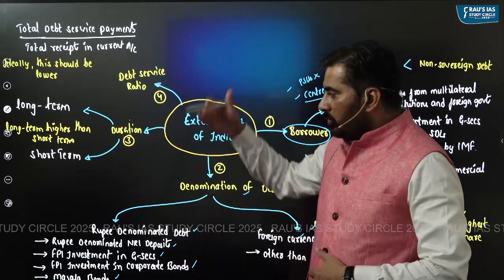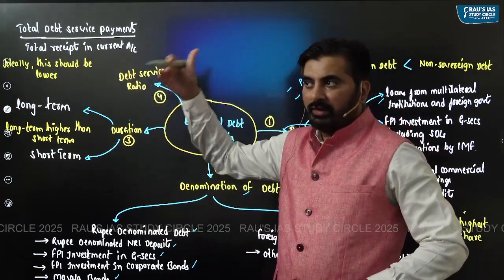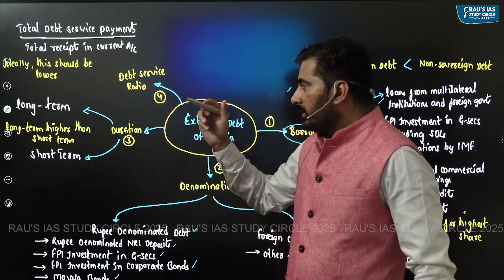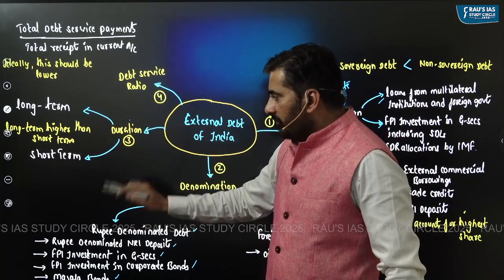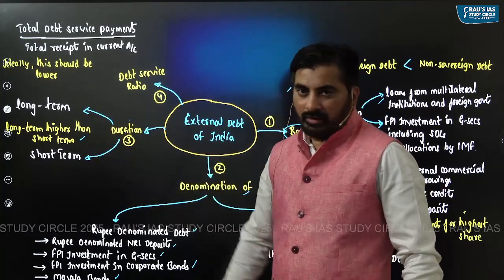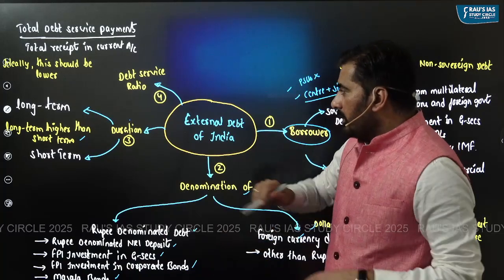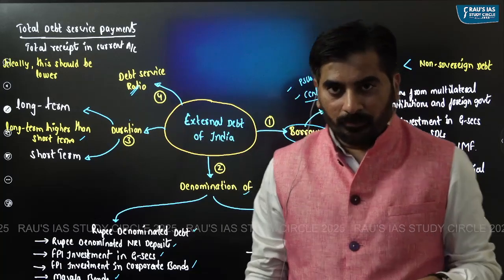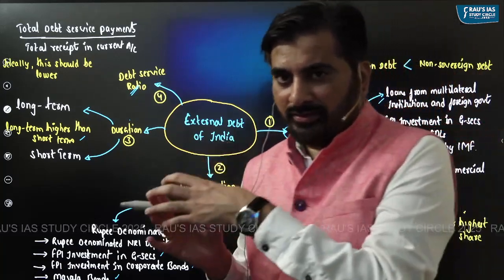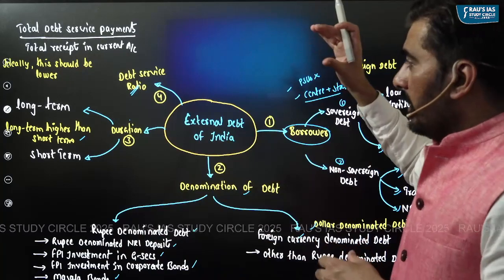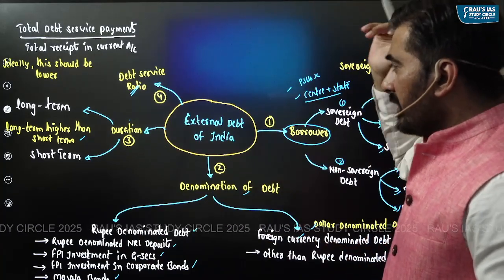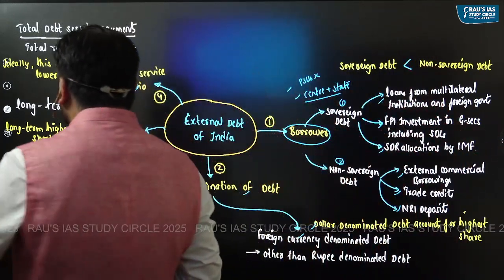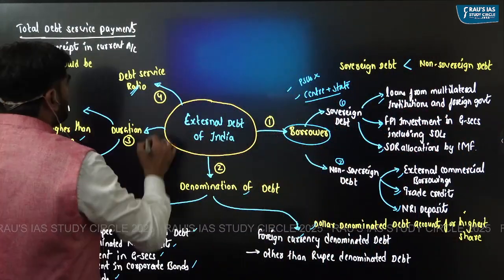With respect to duration, you could have short term and long term. Short term means where we are borrowing for less than 1 year. Long term means we are borrowing for more than 1 year. So in case of India, long term external debt is more than the short term external debt. Finally, we have a concept of debt service ratio. Debt service ratio, as you can see, is calculated as total debt service payments divided by total receipts in the current account.